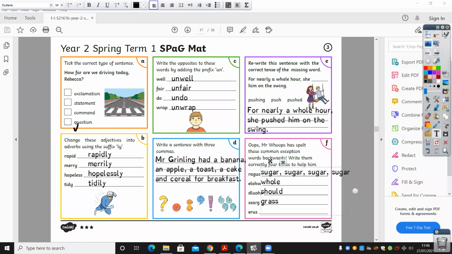Grass with 2 S's and sure. And you children are going to be writing it 4 times each because these are really, really good words we need to learn to use and to write correctly in our writing. So that is how we answer the Spring Term 1 SPaG Math 3. Did you get all of the questions right, children?